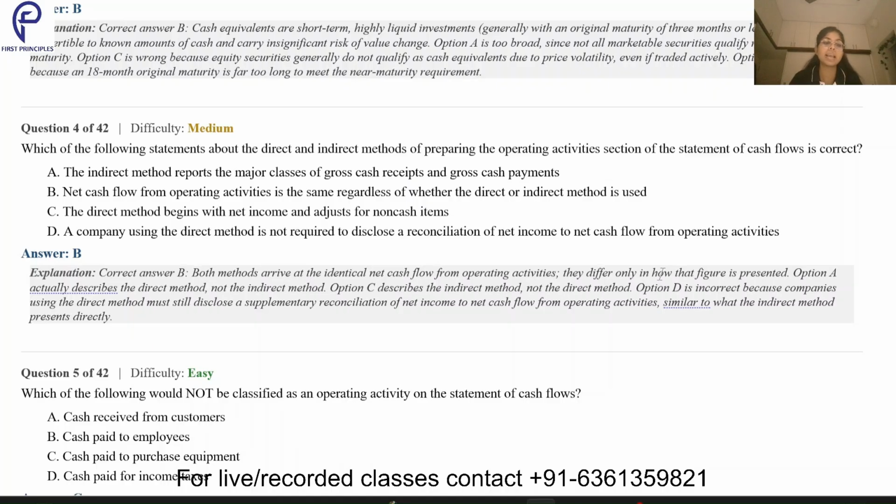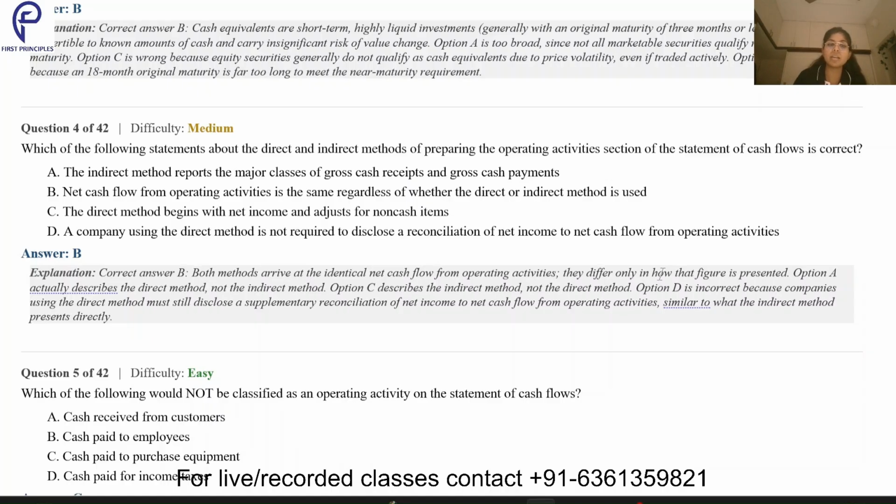So again, options A and C are just the reversal of what it should actually be. The wrong names have been mentioned over there. Then option D, a company using the direct method is not required to disclose a reconciliation of net income to net cash flow from operating activity. Is this correct? No, this is not correct.